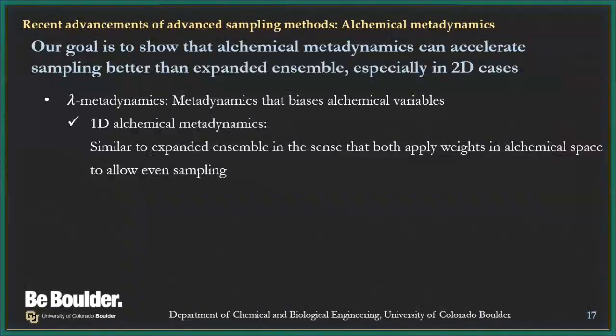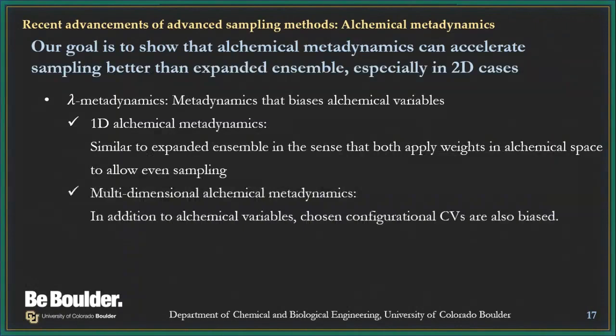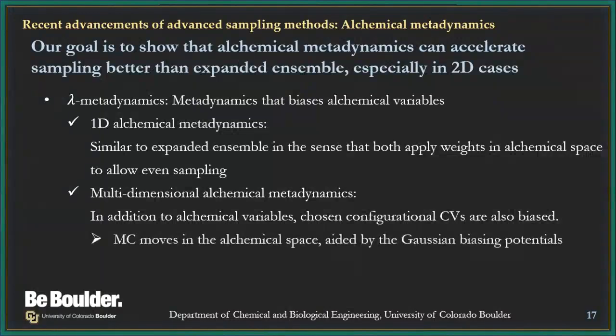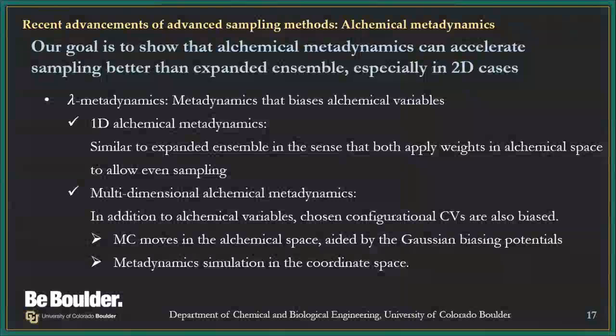In multi-dimensional alchemical metadynamics, we additionally bias the chosen configurational CVs. For example, by two-dimensional alchemical metadynamics, we refer to metadynamics biasing one alchemical variable and one configurational collective variable, such as a distance or dihedral angle. And that is, regardless of the dimensions being biased, in alchemical metadynamics, the system jumps between the alchemical intermediate states through Monte Carlo simulation, which is aided by the biasing potentials added by metadynamics. If the configurational CVs are also biased, we apply Gaussian biasing potentials in the coordinate direction, just like what we do in any other type of metadynamics.